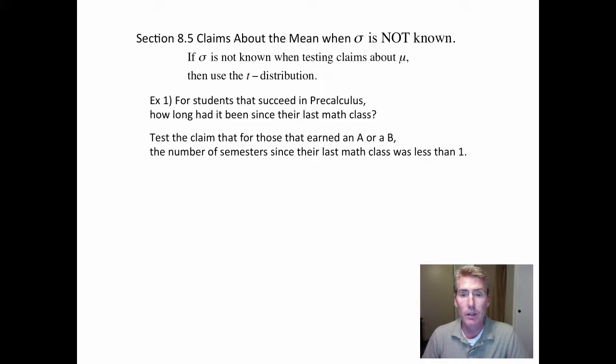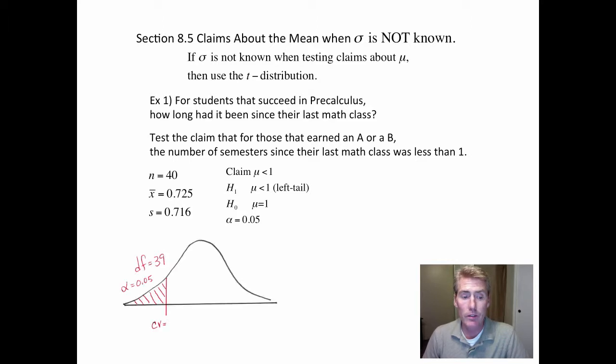And then I claim that they have less than one semester between math classes. So maybe it was 0 semesters, maybe just 1 semester. Let's see. So my information was based on 40 students that got either an A or B in my pre-calculus classes. They had an average of 0.725 semesters between the previous math class and this math class. And there's the S. So the claim is that the mean is less than 1, which makes it a left-tailed test, and of course H sub 0 has equals. Since the level of confidence wasn't mentioned, then we're going to use 0.05.